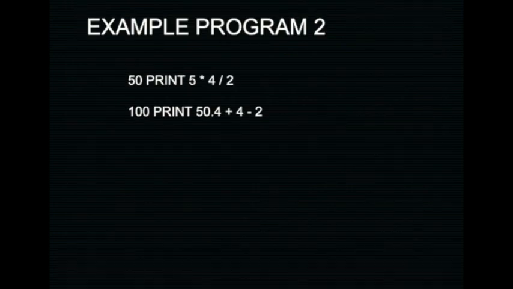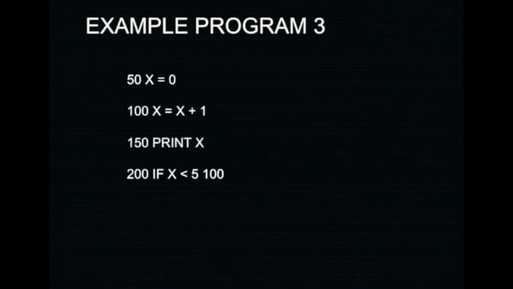This next program demonstrates the various arithmetic operations supported by TI Basic Plus. Line 50 prints 5 times 4 divided by 2, which is equal to the integer 10. Line 100 prints 50.4 plus 4 minus 2, which is equal to the float value 52.4.